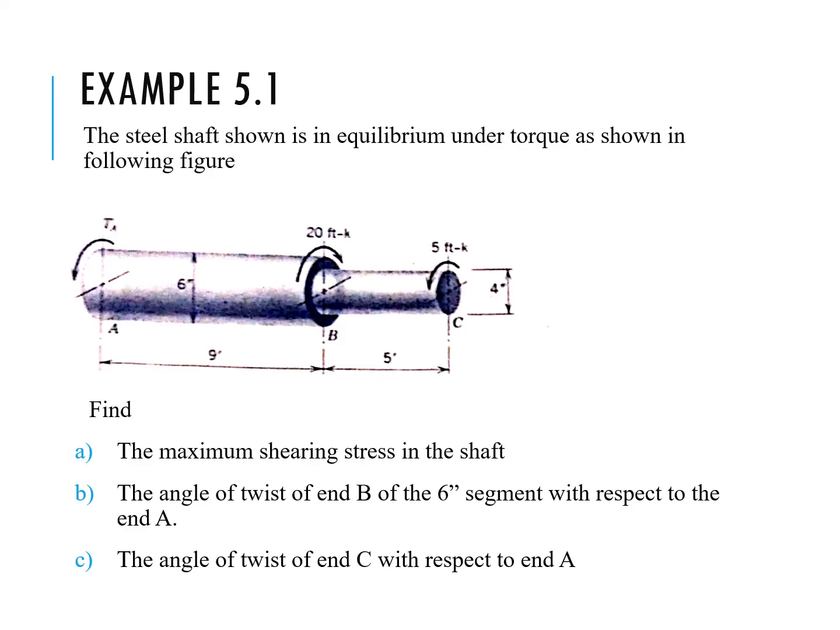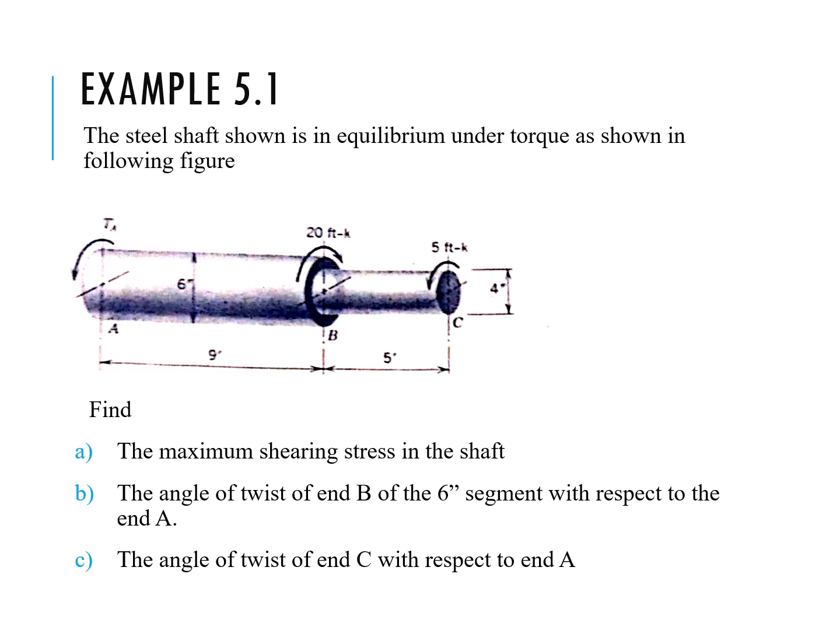This is example 5.1, very important but simple. In this there is a shaft shown. At end A, there is an unknown torque. At joint B, a different torque is applied, about 20 foot-K, where K means kilo pounds, and at C an opposite torque of 5 foot-K is applied. The segment AB is 9 feet long and 6 inches in diameter, whereas segment BC is 4 inches in diameter and 5 feet long.